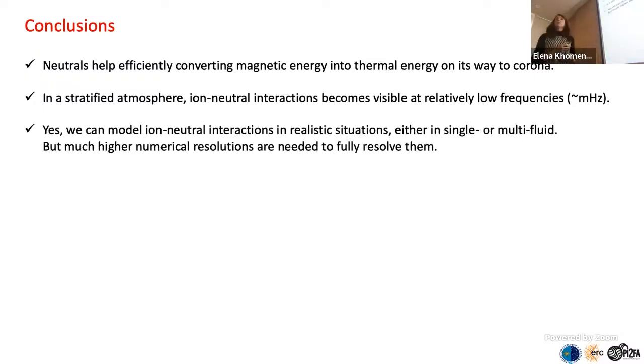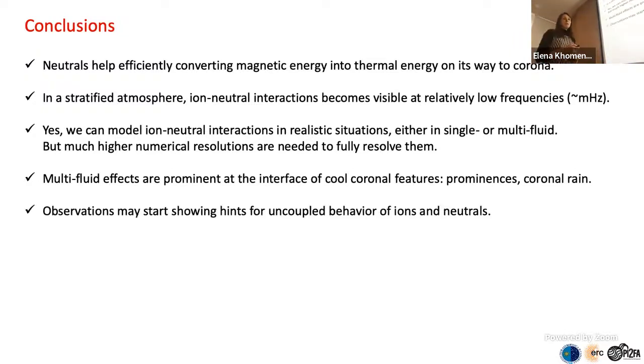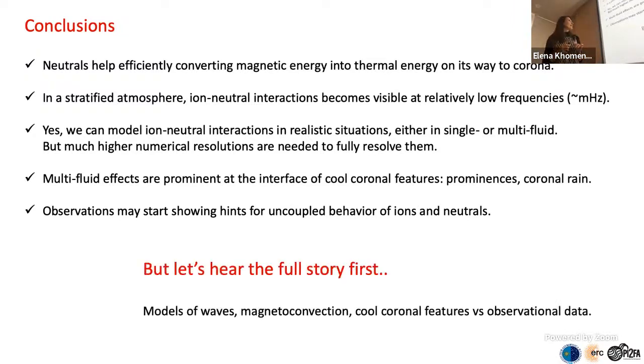Then, yes, we can model ion-neutral interactions in realistic situations, either in single or multi-fluid, but we need a hell of a numerical resolution to do that. Our current numerical codes don't resolve it fully. And it's very important that these multi-fluid effects are especially prominent at the borders of cool coronal features, like coronal rain and coronal prominences. And then, yes, observations may start showing hints of this uncoupled behavior of ions and neutrals. Okay, so these were my conclusions, but let's hear the full story before. I will be talking about models of waves, magnetoconvection, cool coronal features, and some observations.